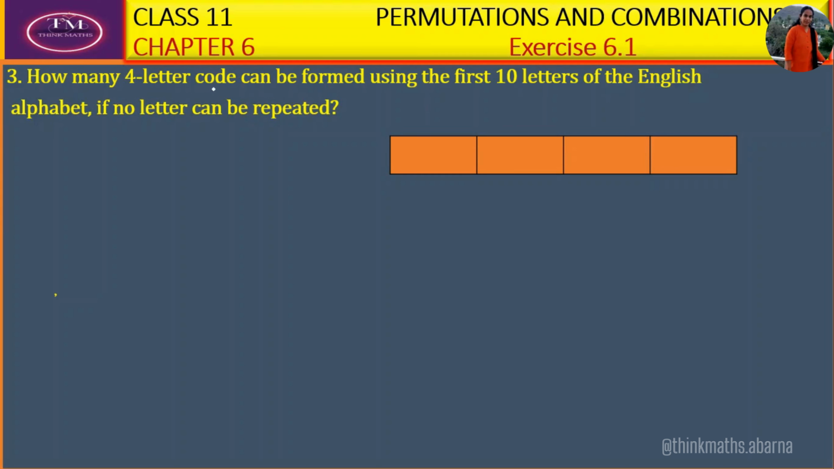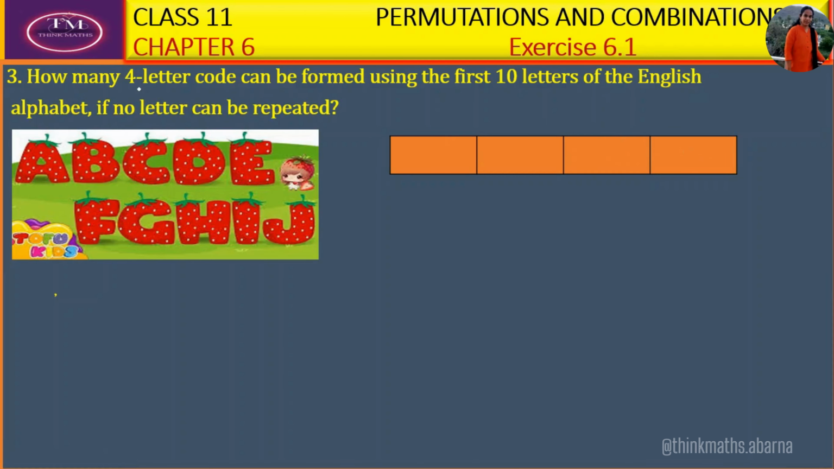How many 4-letter codes can be formed using the first 10 letters of the English alphabet if no letter can be repeated? So it is a 4-letter code. So note the point. It is a 4-letter code and the first 10 letters of the English alphabet. Who are they? A, B, C, D, E, F, G, H, I, J. So these are the first 10 letters of the English alphabet and no letter should be repeated. Okay, this is the condition.